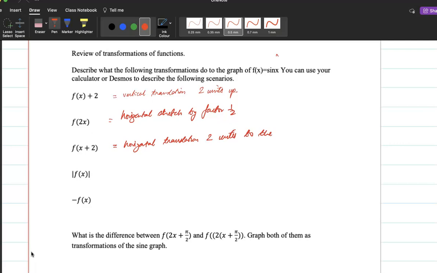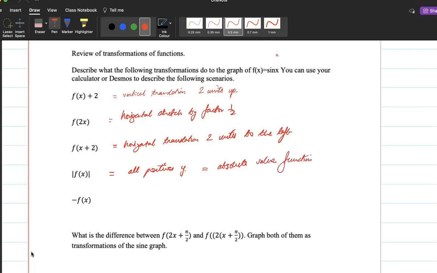This is all positive. All positive values. So this is the absolute value function. Oh yeah, I remember these. But this was in a different unit, right? Yeah, this is just a review.